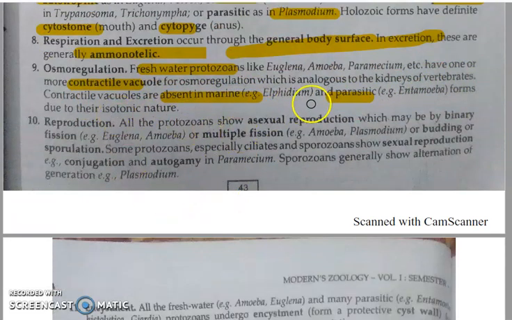Reproduction, all the protozoans show asexual reproduction, that could be binary fission, multiple fission, or budding. Some protozoans, especially ciliates and sporozoans, show sexual reproduction, like conjugation and autogamy, that is observed in paramecium.